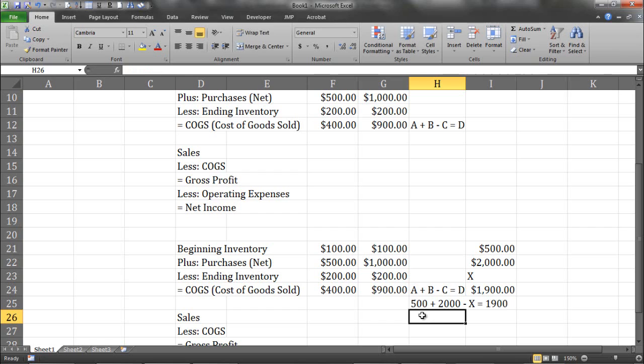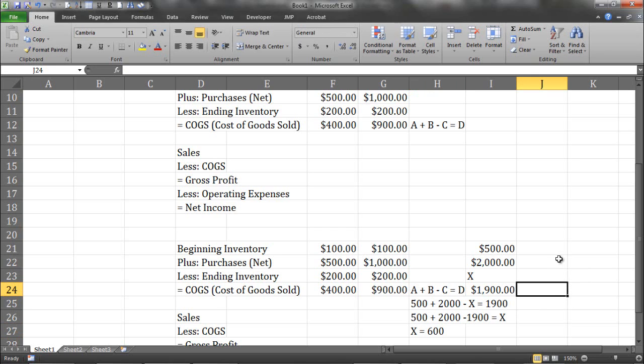$1,900. Of course, to solve for X, remember in your high school algebra, or maybe eighth grade algebra, we would take 500 plus 2,000. I like to move negatives to the other side of the fence, so I'm going to make the negative X a positive by moving it to the other side of the equation. Move the 1,900 over and it becomes negative 1,900. Equals X, and then solving for X, 500 plus 2,000 is 2,500 less 1,900, or X equals 600.